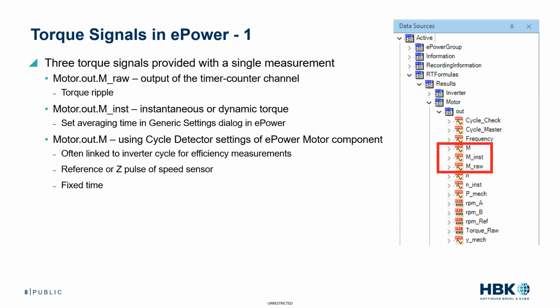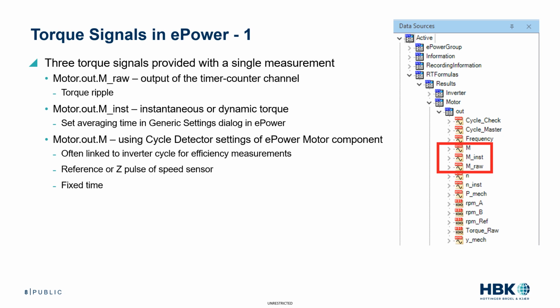HBK's eDrive power analyzer provides 3 different torque signals for the user as real-time formula database results. The names of the signals are motor.out.mraw, motor.out.minst, and motor.out.m. All can be found in the real-time formulas motor group in data sources.